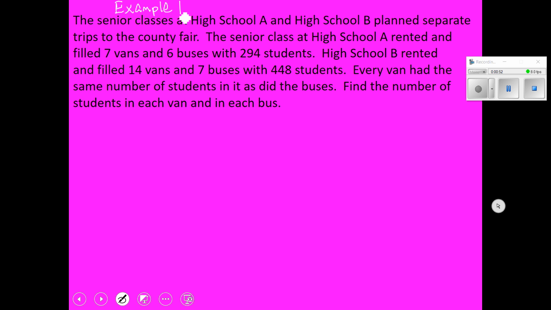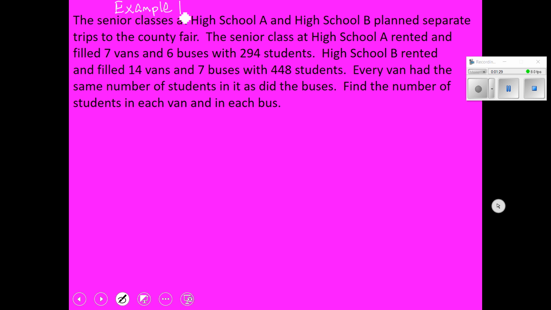The senior classes at High School A and High School B planned separate trips to the county fair. The senior class at High School A rented and filled 7 vans and 6 buses with 294 students. High School B rented and filled 14 vans and 7 buses with 448 students. Every van had the same number of students in it as did the buses. Find the number of students in each van and each bus.